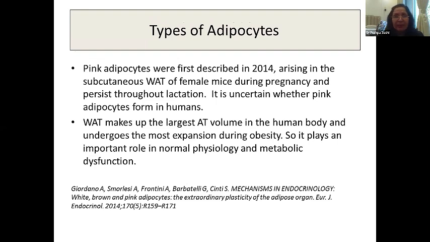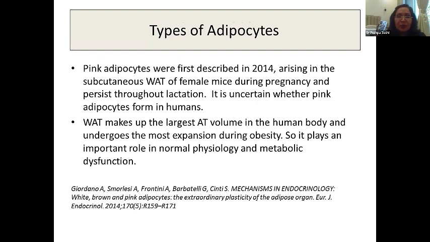Now coming to the pink adipocytes. Pink adipocytes were described as early as 2014, arising in the subcutaneous white adipose tissue of female mice during pregnancy, and they persist throughout lactation. But it is uncertain whether these pink adipocytes form in humans also or not.